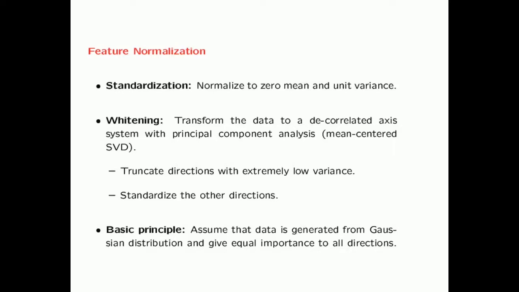Now the basic principle here is that you are assuming that the data is generated from a Gaussian distribution, and in the absence of any knowledge about how these independent directions are related to the loss function, you give equal importance to all directions. And then you simply let your neural network learning algorithm learn the weights and decide which directions are important.